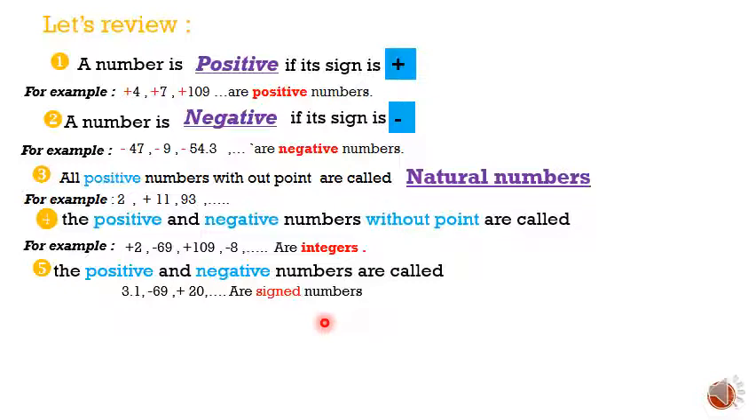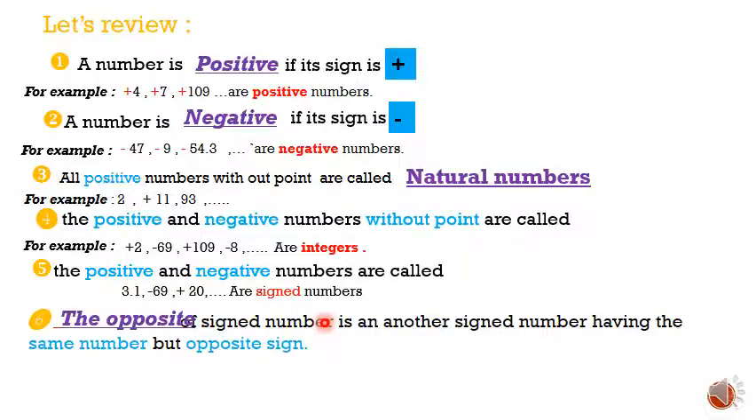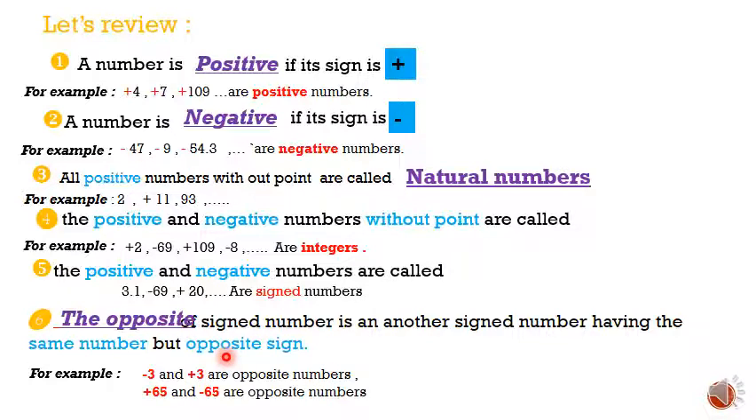And the last idea we are going to discuss is about the opposite of a signed number. The opposite of any signed number is the same numerical part of the signed number, but it has the opposite sign. Example, these are opposite numbers. Negative 3, its opposite is positive 3. The opposite of positive 65 is negative 65. So we can say that positive 65 and negative 65 are opposite numbers.